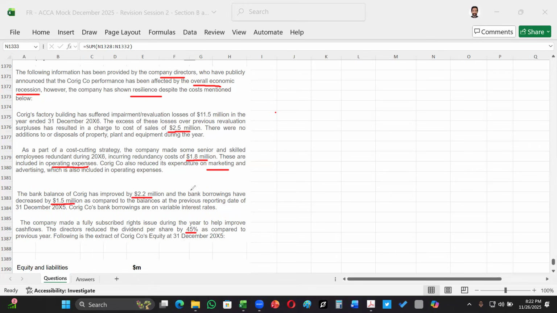Okay, so we found some reasons why the profit has gone down. We found some reason why the cash flow has improved because of the share issue. And this line is important, that the company made fully subscribed rights issues. This shows that the shareholders have faith in the company, that the rights issue were fully subscribed.